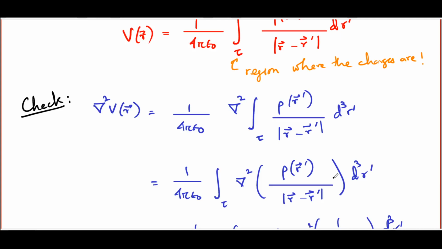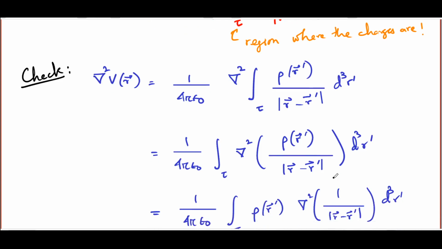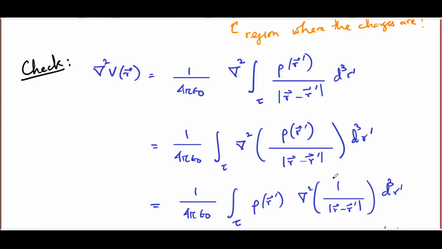Let me remind you once again that the Laplacian involves second derivatives, the sum of second partial derivatives with respect to the components of r, and rho of r prime depends only on r prime and is independent of r. Of course, the 1 over mod of r minus r prime is not independent of r, and that is what still has to be taken the Laplacian of.